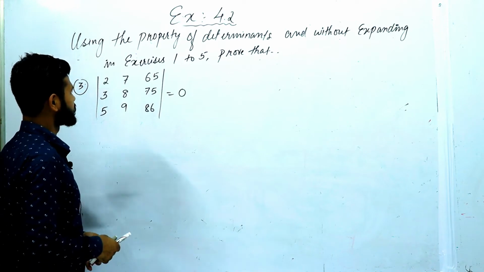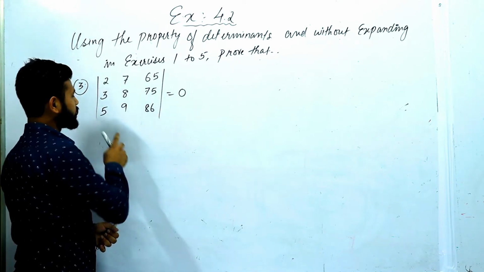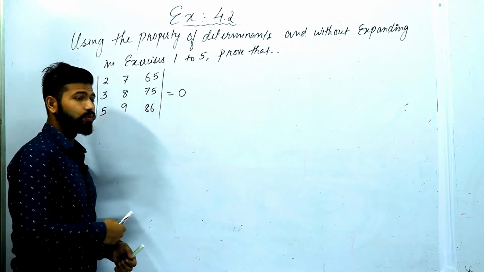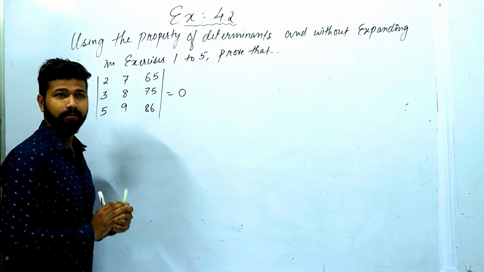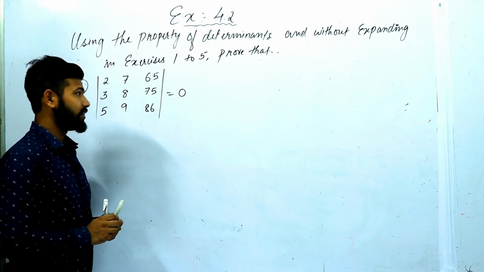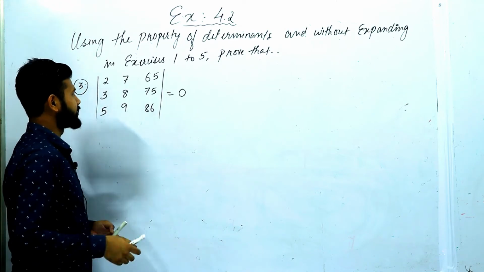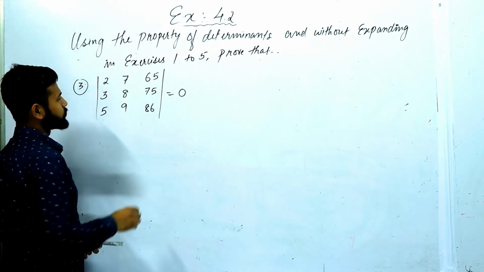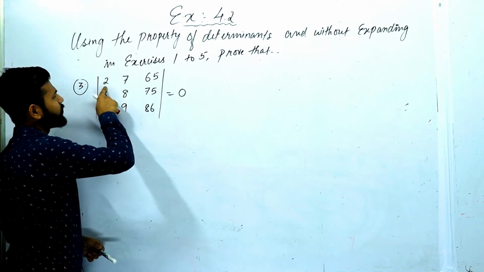What similarity can we see? We can make it 0 when we can make 2 rows or 2 columns identical. When any two columns or any 2 rows are exactly the same, then the result will give 0. So how can you obtain 2 identical rows or columns? What difference can you see? Can you bring a change here? That's the question. Can you bring 65 here?